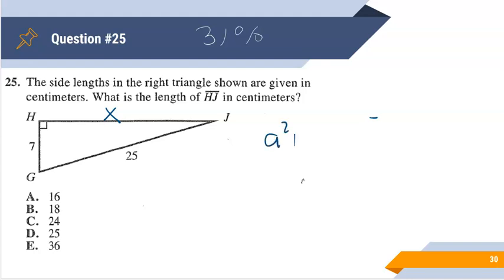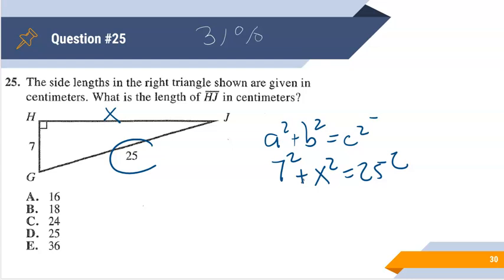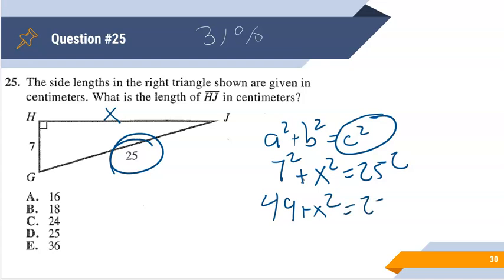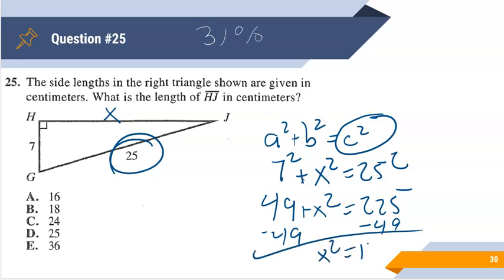It's a squared plus b squared is equal to c squared. So it would be 7 squared plus x squared equals 25 squared. Always make sure that your hypotenuse is the c value. So 49 plus x squared equals 625. Subtract 49. You get x squared is equal to 576. Take the square root, and we get 24.